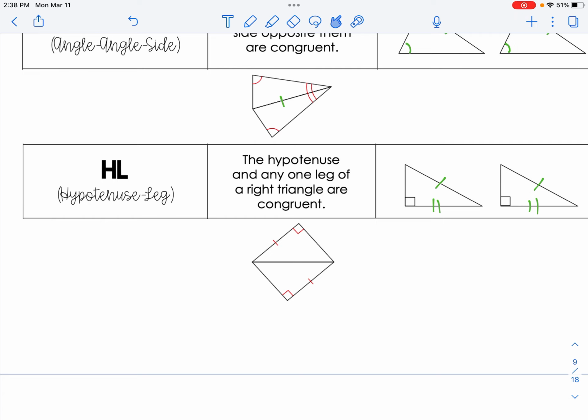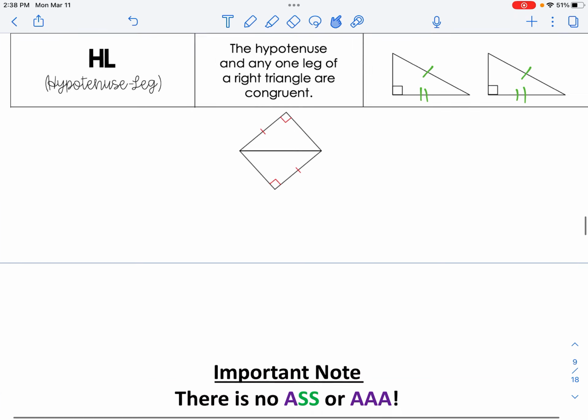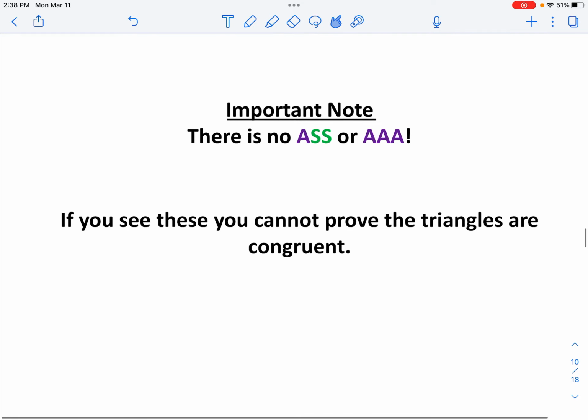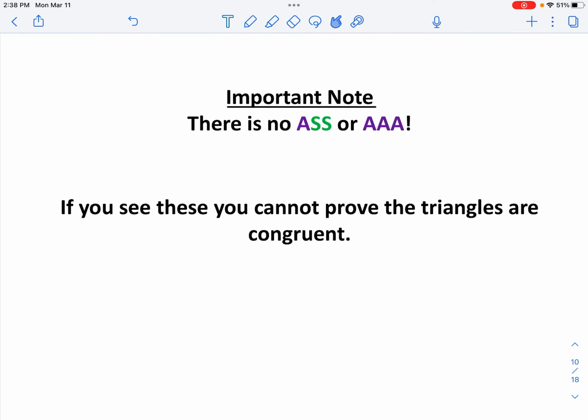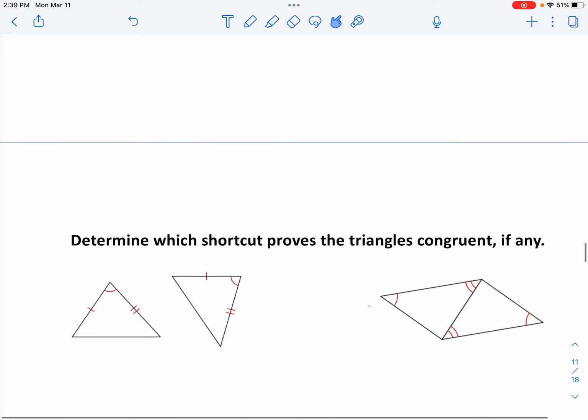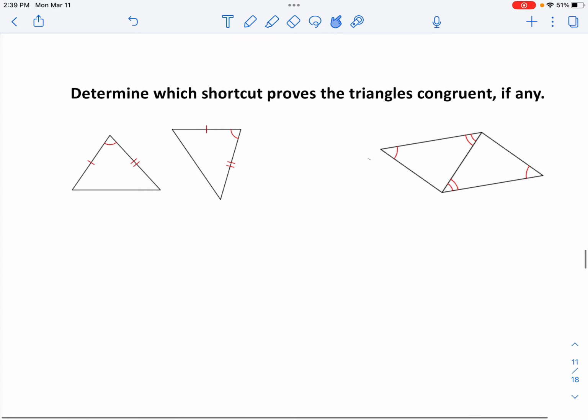So this cuts it down to a few things, couple things to note. There is no ASS or angle, angle, angle. So no angle, side, side, and no angle, angle, angle. If you see either of those things, you cannot prove that the triangles are congruent. Okay, so we're just going to practice looking at triangles and determining which of those ones that we're talking about.